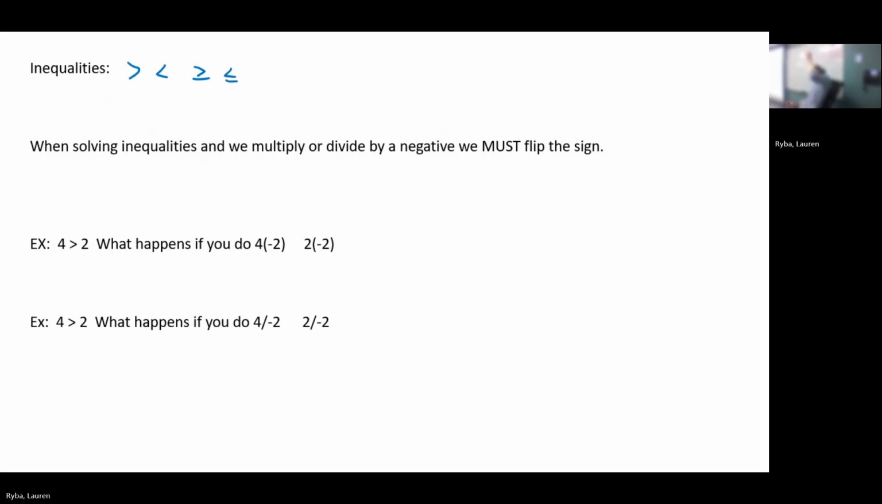Now, when I was taught in high school, I will date myself here, back in probably 2001, we were just told if you multiply or divide by a negative, you have to flip the sign. We were just told that rule and you had to memorize it. Were you told that rule and just told you had to memorize it? Okay. Were any of you actually taught why?